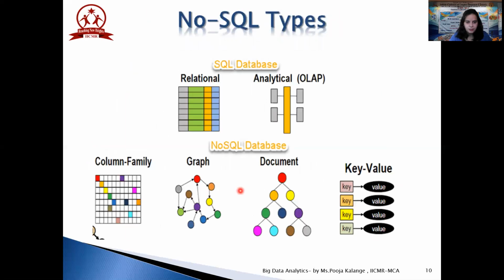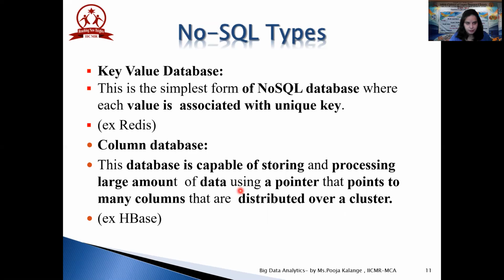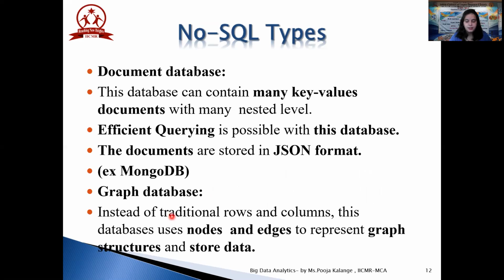Okay. Next we have the graph database. So what is a graph database? Instead of traditional rows and columns, the database is represented in the form of nodes and edges. Okay.